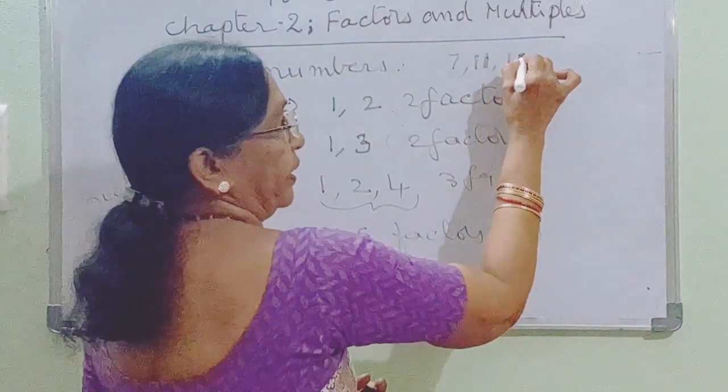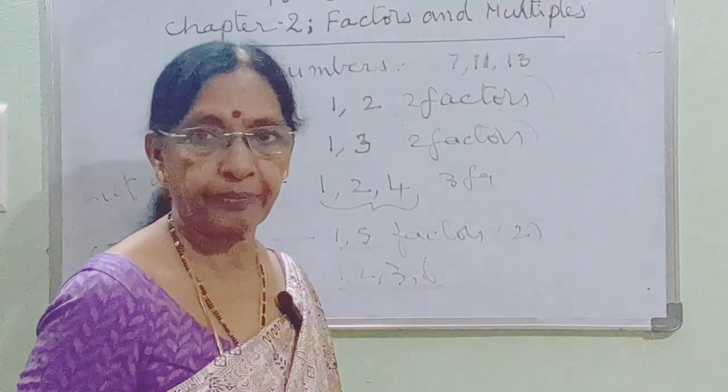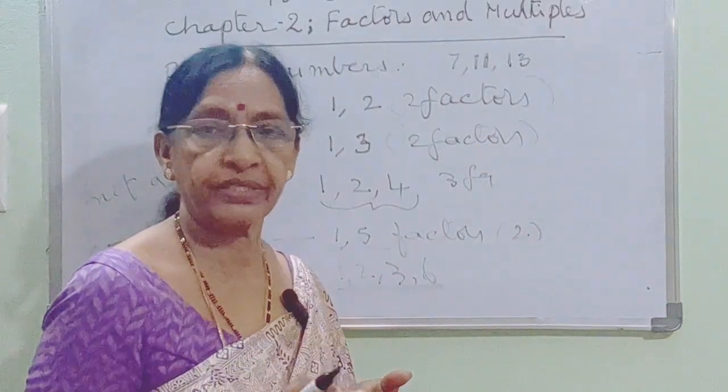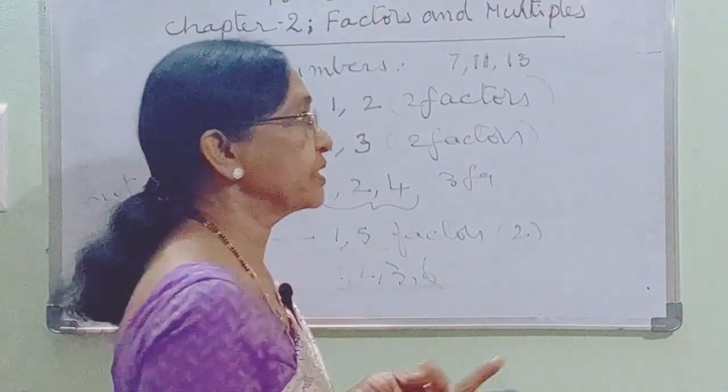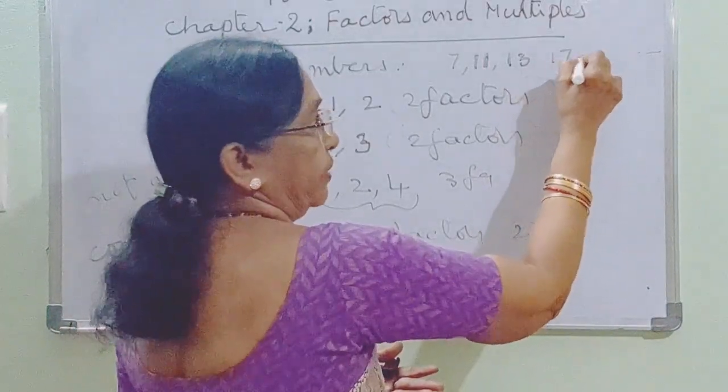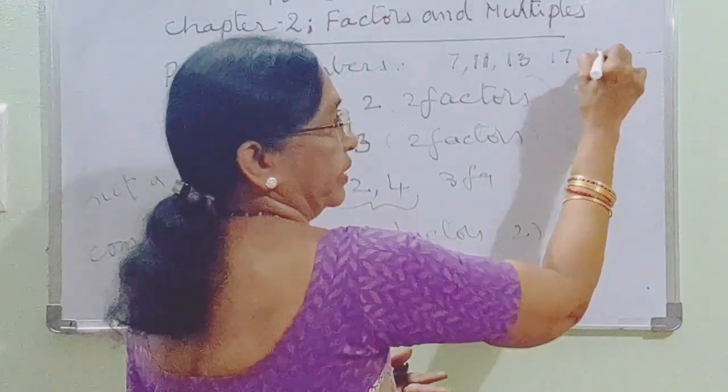Next, 13 is a prime number. 14, 15, 16 are not prime numbers. Again, 17 is a prime number, 19 is a prime number, etc.